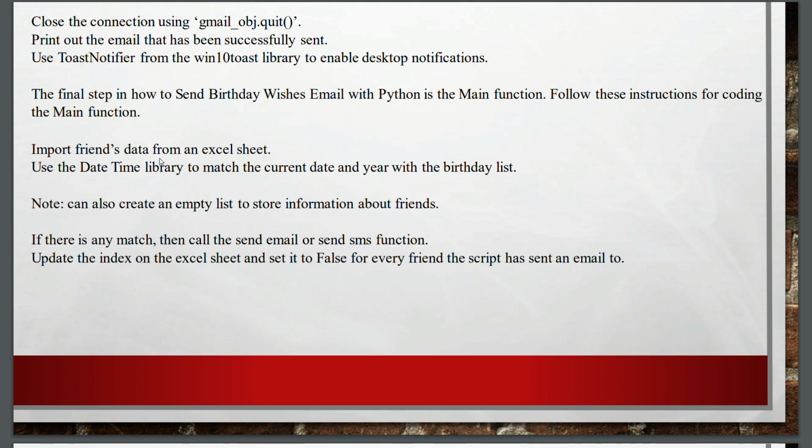And then the final step in how to send birthday wishes email with Python is the main function, okay? So follow these instructions for coding the main function. Import friends data from an Excel sheet. Use the datetime library to match the current date and the year with the list. Note, you can also create an empty list to store information about your friends. And then if there is any match, call the send email or send SMS function. Now you have to update the index on the Excel sheet and set it to false for every friend the script has sent an email to.